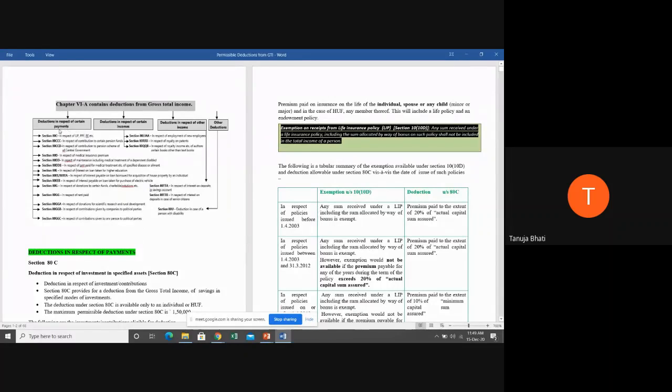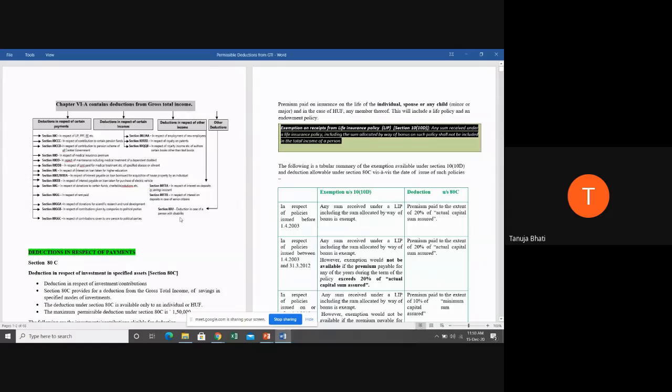Now, deductions in respect of certain payments. That is, whenever you're making certain payments, you will get the deduction under the following sections: 80C, 80CCC, 80CCD, 80D, 80DD, 80DDB, 80E, 80EE, 80EEA, 80EEB, 80G, 80GG, 80GGA, 80GGB, and 80GGC. They are deductions in respect of certain incomes. When you're generating certain incomes, you get a deduction. That is under section 80JJAA, 80RRB, and 80QQB. Deduction in respect of other income under section 80TTA, 80TTB, and other deductions under section 80U.